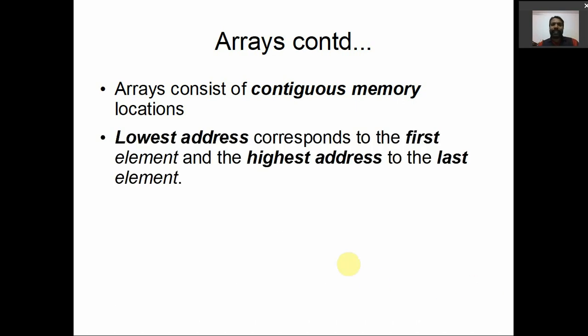So the lowest address will correspond to the first element in the array. So 5000 will be the first element. As in the previous case, numbers of 0 will be stored at the 5000 address location. And the last address, the highest address, will correspond to the last element.